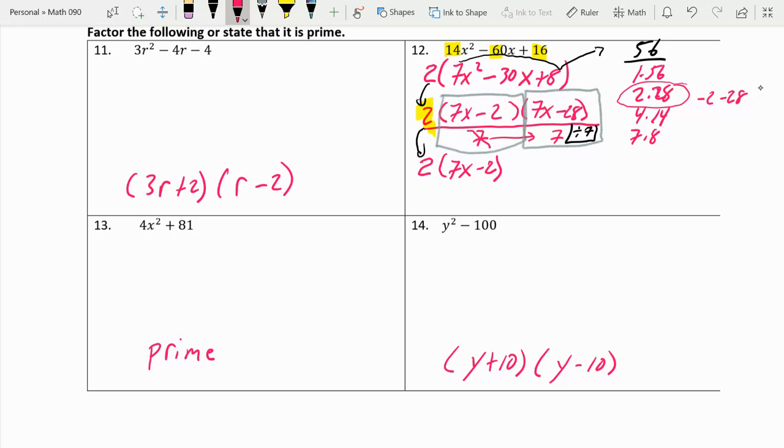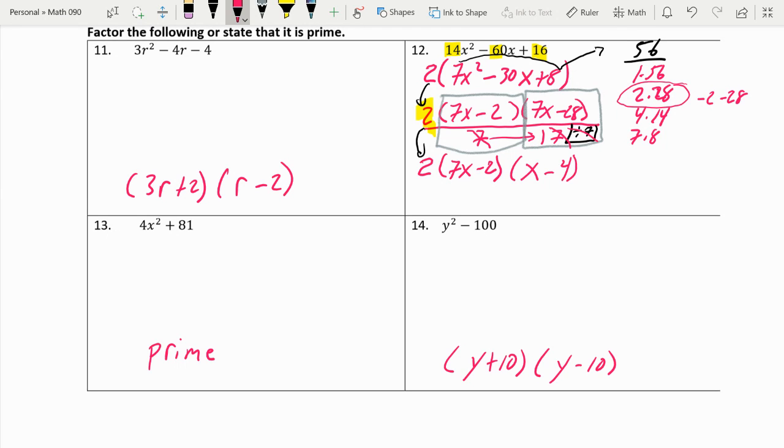All right, so 7x divided by 7 just gives me x. Then negative 28 divided by 7 gives me negative 4. 7 divided by 7, I'm left with 1. As soon as I get 1 in the denominator, I know I'm finished.